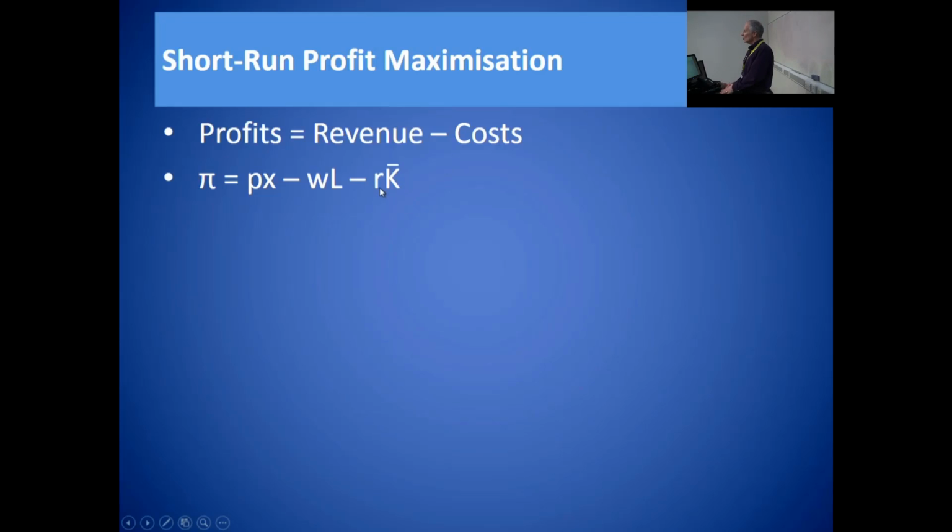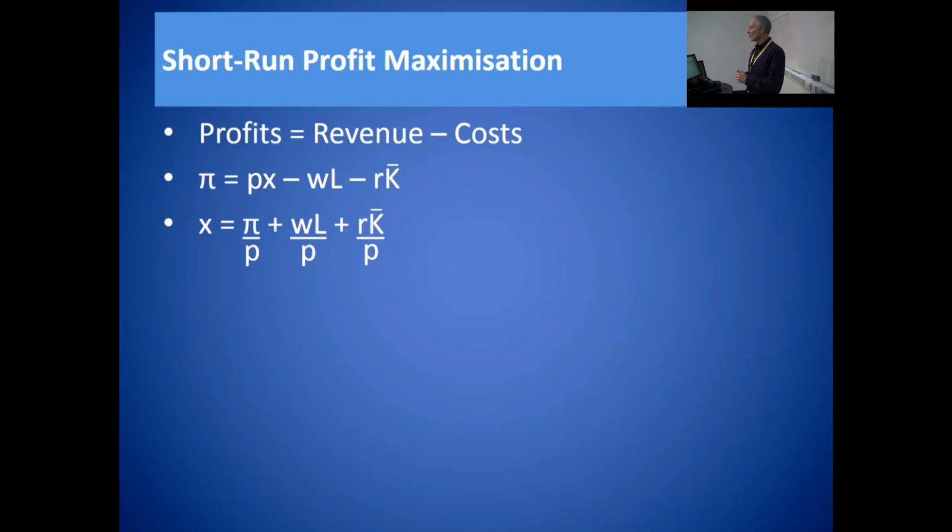R is the unit cost of capital, and K is capital. So the unit cost of capital times the capital stock, which we said was fixed at K, when in the short run, capital is fixed. So R times K is the cost of employing the fixed factor of production. So there you go. That's all that profits are equal to: revenue minus the variable cost of production minus the fixed cost of production. And it's as simple as that.